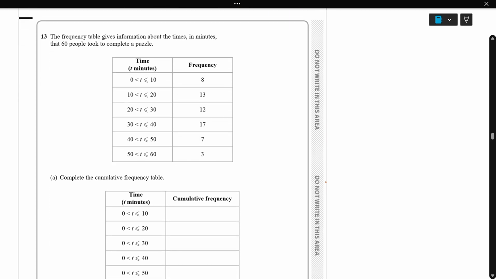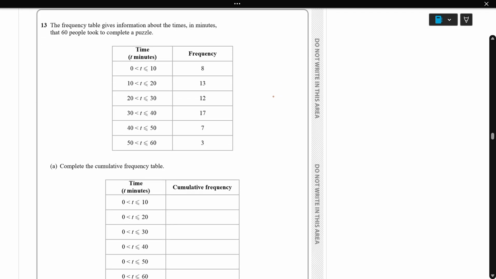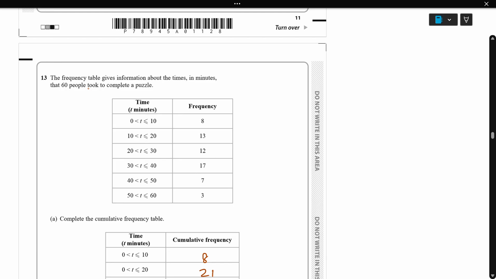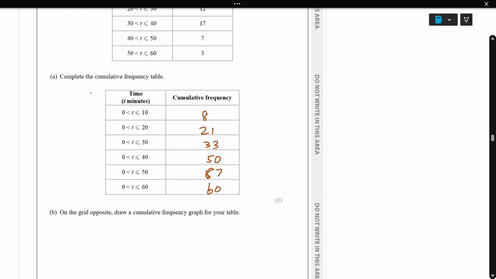Next, question 13. The frequency table gives the information about the time in minutes 60 people took to complete a puzzle. Okay, so first complete the cumulative frequency table. First, 0 to 10 is going to be 8 as it is. Next, 0 to 20, we add up the first two together, which is 21. Next, 0 to 30, we have to add 12, which is 33. Then up to 40 we have to add 17, which is 50. Then 57, then 60. So total 60 is last. So here total 60 people are there. We got 60, then our cumulative frequency is correct.